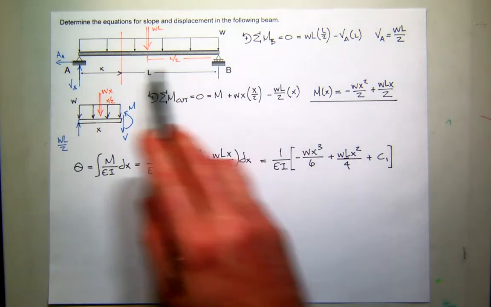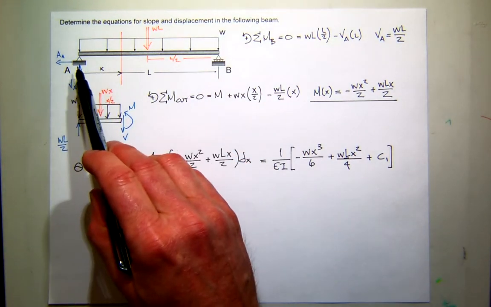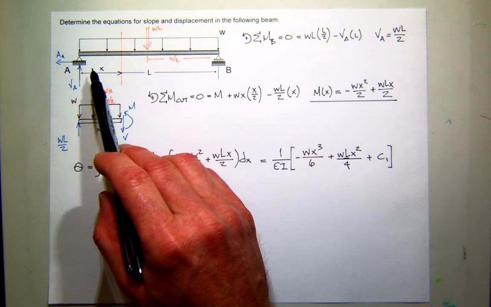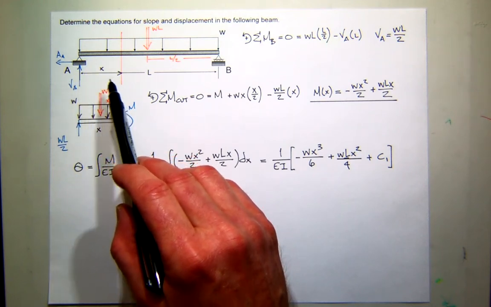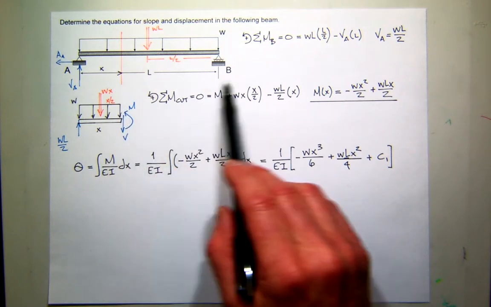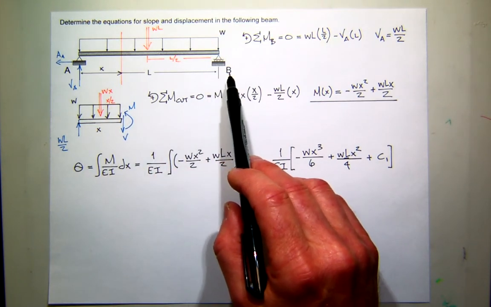Do I know anything about the slope in this beam? Do I know something about the slope at this support A? No. It can be anything. I know the displacement is 0, but not the slope. What about at B? Same. I know the displacement, but not the slope.